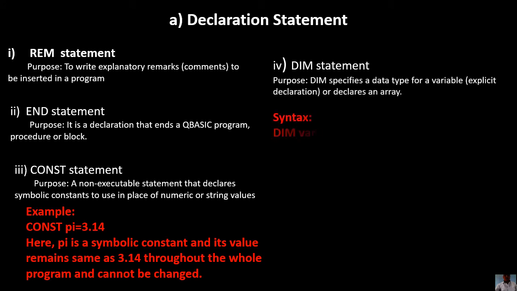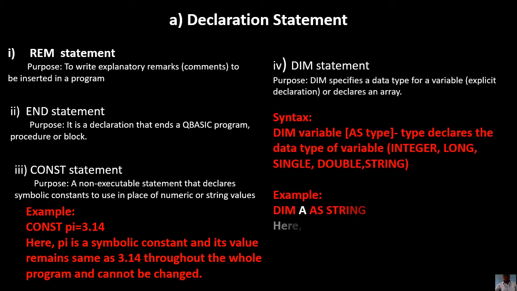Okay, next is the DIM statement. So the purpose is DIM specifies the data type for a variable, an explicit declaration, or declares an array. You can see what the explicit and implicit variables are in the previous tutorial videos. Okay, the syntax is DIM variable AS type, and the type declares the data type like integer, long integer, double, and string. Example here: DIM a AS string. Here a is a declared explicit type variable.